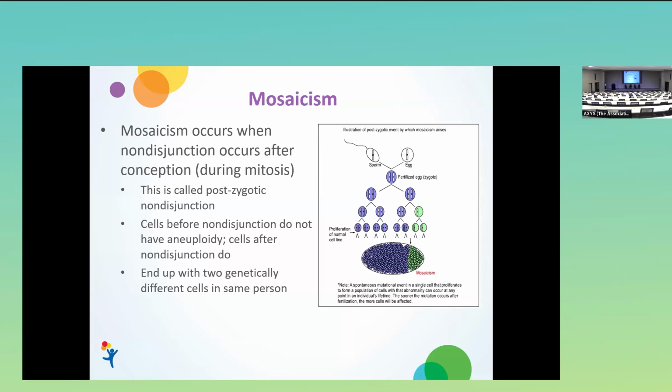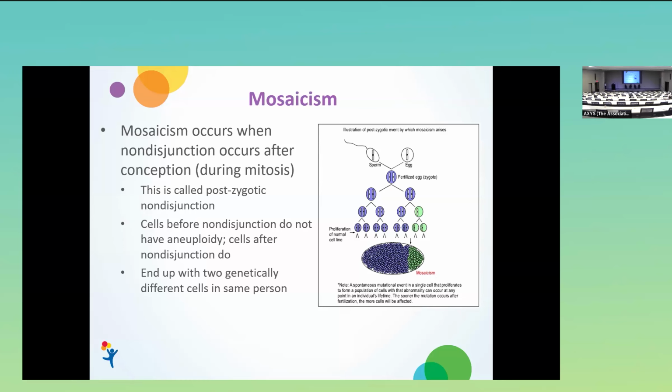I think this figure here is a good example of showing how this might work. As you can see, the sperm and egg both have one copy of a sex chromosome, and they come together to make a zygote with a normal number of sex chromosomes.